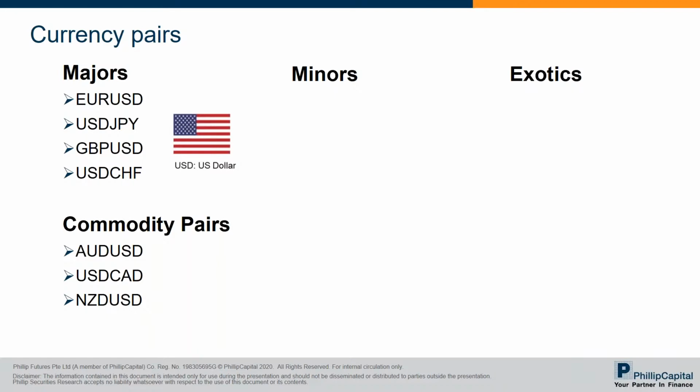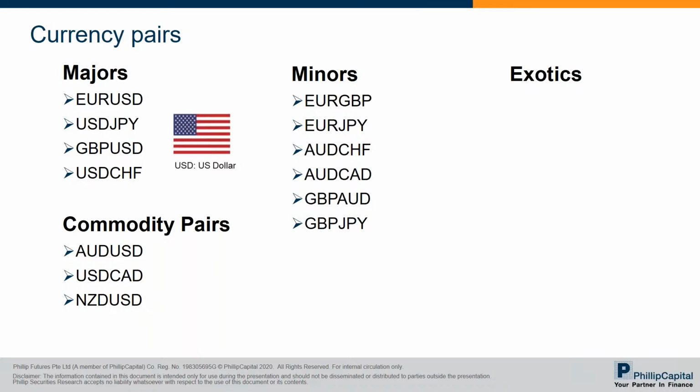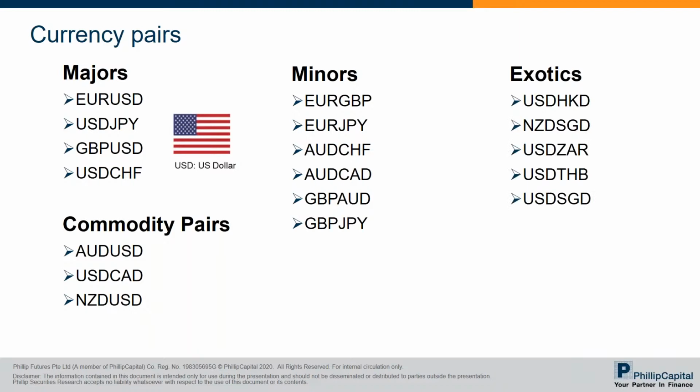All right. So minors, also known as the crosses. Essentially they are the cross between the top traded currencies except the US dollar. So you can see the euro pound, the euro yen, the Aussie Swiss. These are all mix and match between the most traded currencies. Okay, moving on to exotics. These are the less traded ones. Essentially, they are made up of currencies from emerging markets or smaller economies.